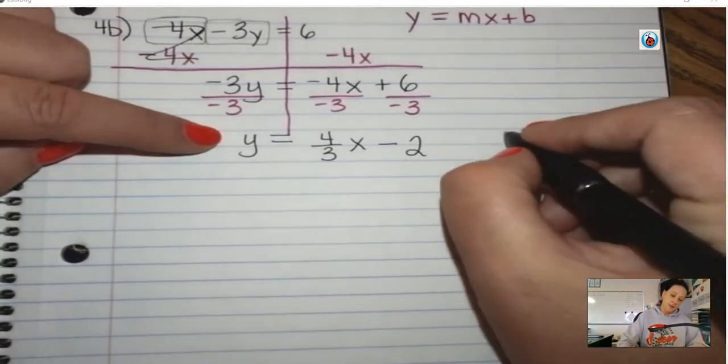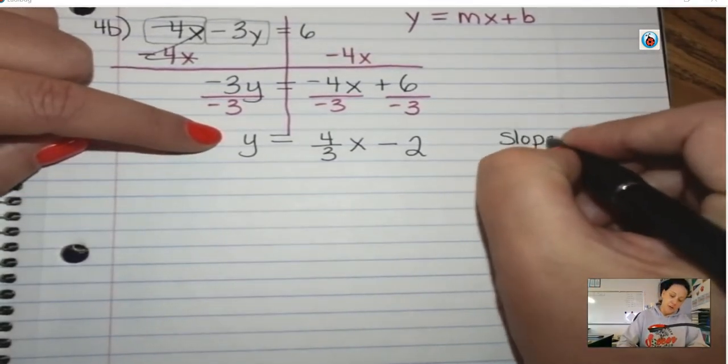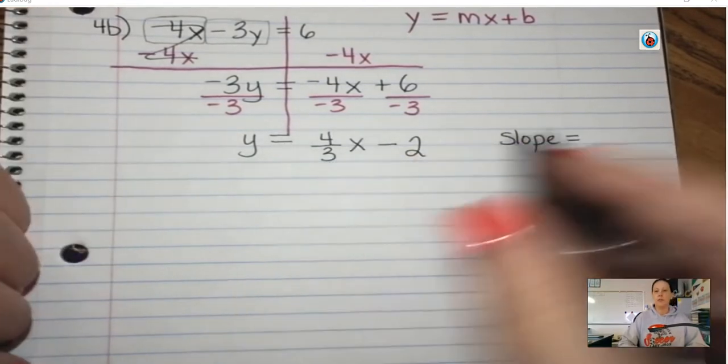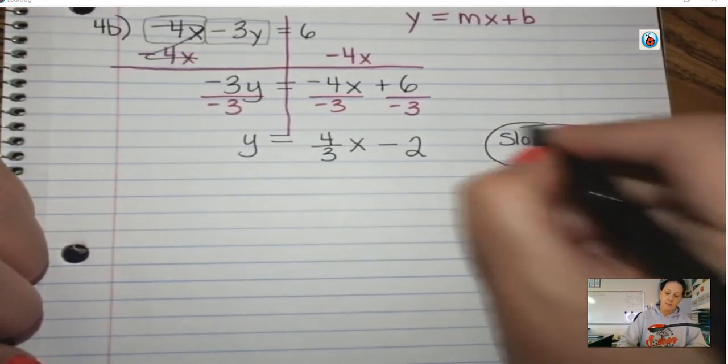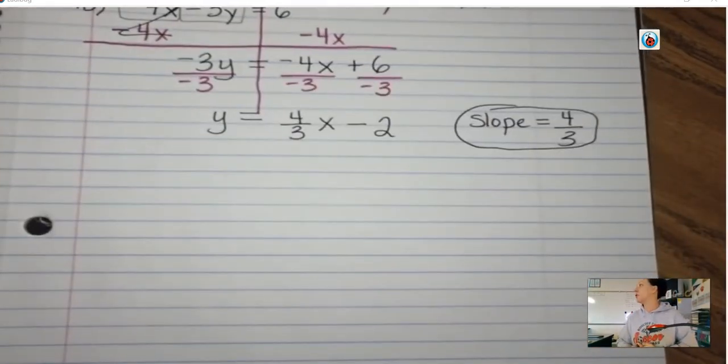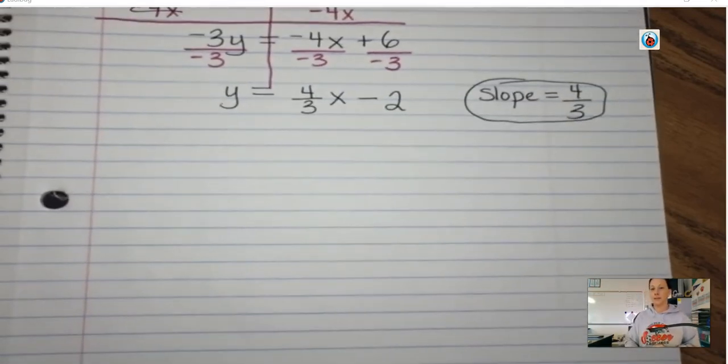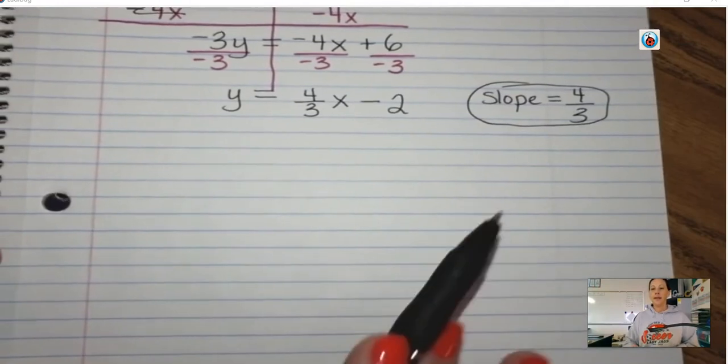It asks for the slope. The slope is the number in front of x. So the slope is 4/3. It is not 4/3 x. Make sure you're writing that down. It's just 4/3. As long as you have work showing, great. Yes. Okay, now we need to graph that.